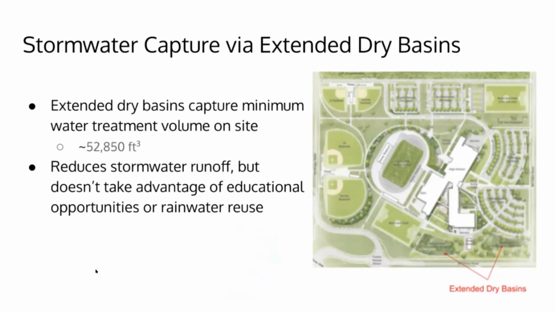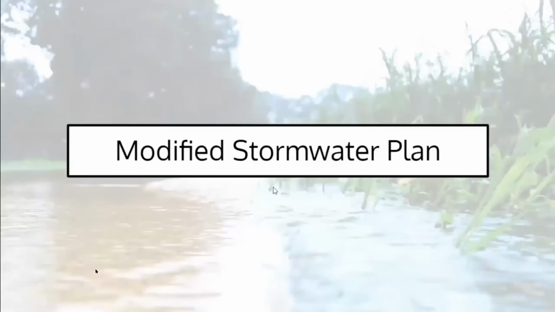For Sherwood High School, we calculated that the water quality volume captured by the extended dry basins is approximately 52,850 feet cubed. These calculations are located in the appendix. Although it reduces stormwater runoff, the current plan does not take advantage of educational purposes or rainwater reuse. So next, we're going to discuss the modified stormwater plan to improve upon the plan that's already there.